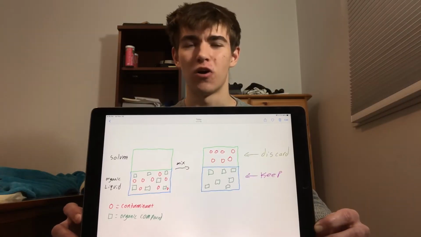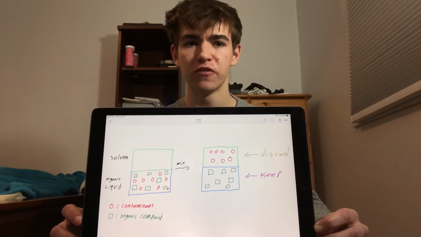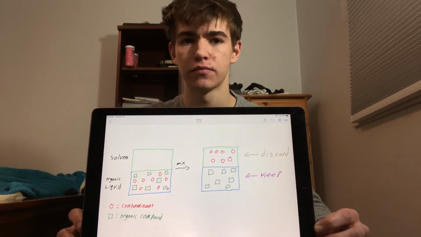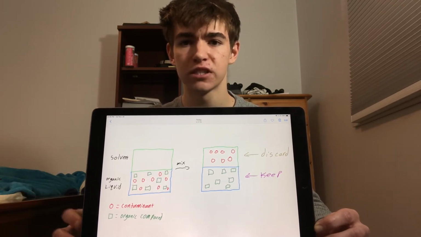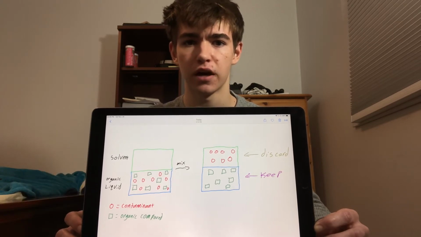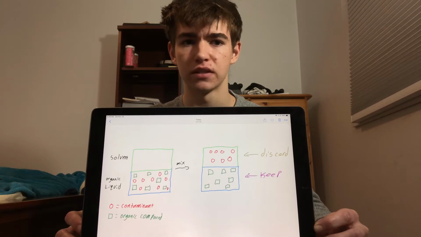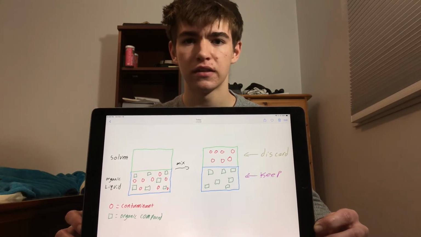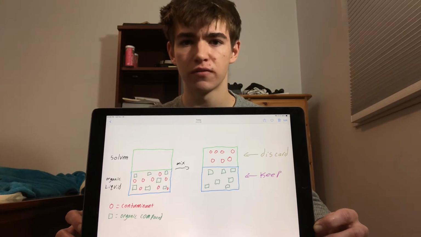Alright, let's get to washing. Washing is the removal of contaminants from the layer of interest, in this case the organic liquid. You want to remove impurities such as wood chips or other contaminants you would find in the solution. Much like in the extraction, in the washing you still want the solvent and the mixture to be immiscible because you want to separate the 2 different liquids.